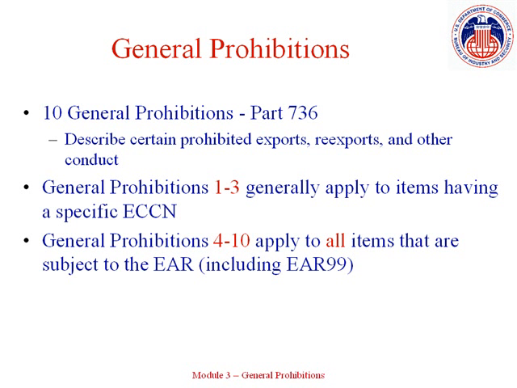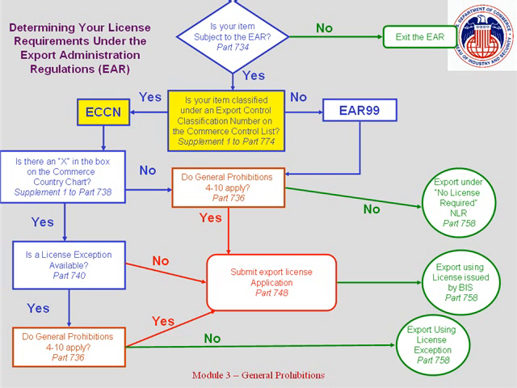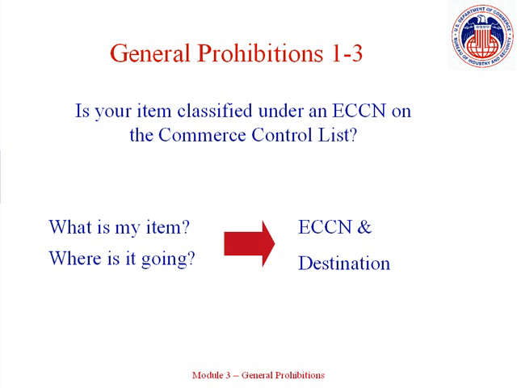General prohibitions 4 through 10 are prohibitions on certain activities that are not allowed without authorization from BIS. They are end user, end use, and conduct-focused requirements and apply to all items subject to the EAR, including EAR 99 items. When determining your license requirements in the flowchart, you first consider whether the item is classified by an ECCN on the Commerce Control List. If your item is classified under an ECCN on the Commerce Control List, General Prohibitions 1 through 3 may apply.